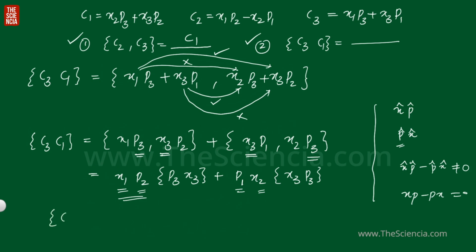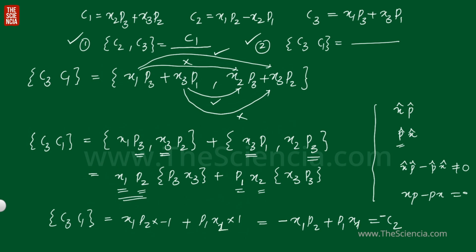Okay, so what we get? We get Poisson bracket of C3, C1 is equal to x1 P2 into P3 x3, that is minus 1, plus P1 x1 into x3 P3, that is plus 1. So we get minus x1 P2 plus P1 x1. This is nothing but C2 minus C2, right? Here I made a mistake, this is not x1, this is x2, and this is also x2, right?